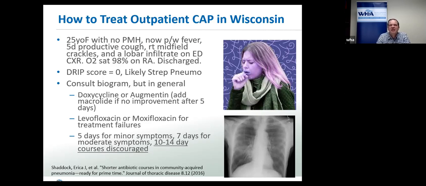The other thing that I would really encourage are short courses of antibiotics. I do not use 10 to 14 day courses of antibiotics. It is such a rare occurrence that I'm going to say essentially across the board that is not happening in my practice pattern. 5 days for minor symptoms, 7 days for moderate symptoms. If you haven't gotten better after 7 days, you should really be seen by your primary care physician to see if something new is going on or if you've been misdiagnosed.